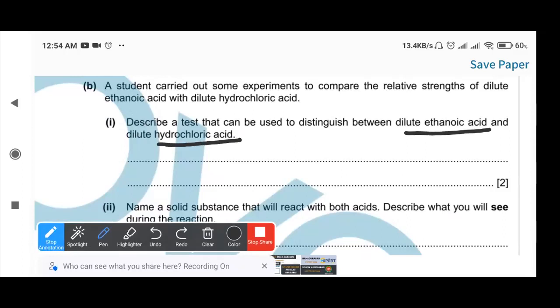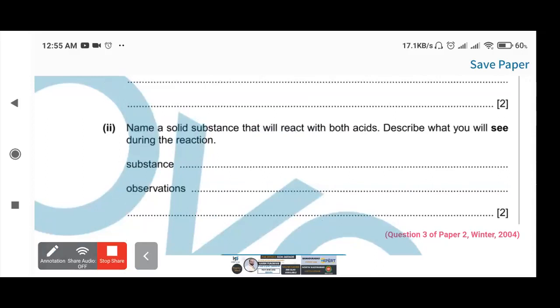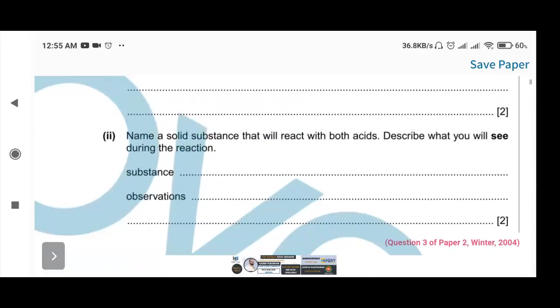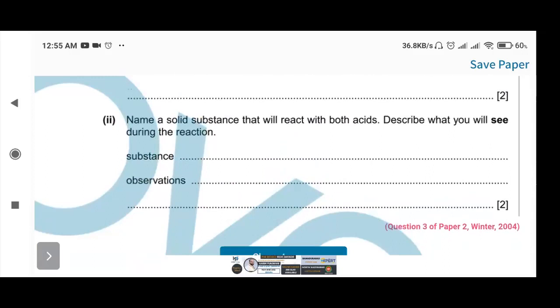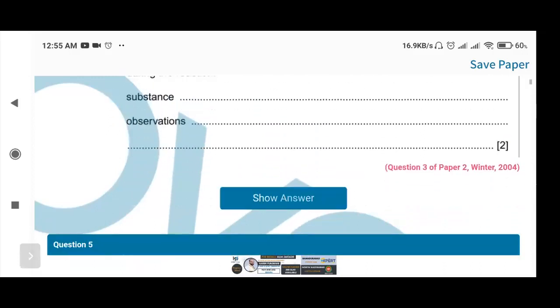Okay, so both of these are acids, so we need to compare the relative strength of the acid, not the ions present. So just put sodium metal inside both of these acids. Ethanoic acid will react slowly, that means bubbles will form slowly, and in case of HCl, the bubbles will form very fast. Any solid substance that will react with both acids, any oxide, hydroxide, or carbonate. Carbonate is better because the observation is so clear. You can see the bubbles of gas.